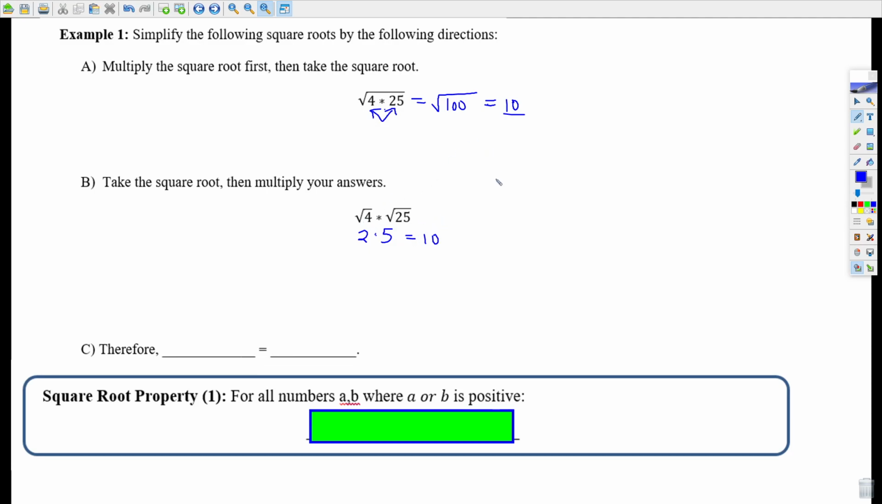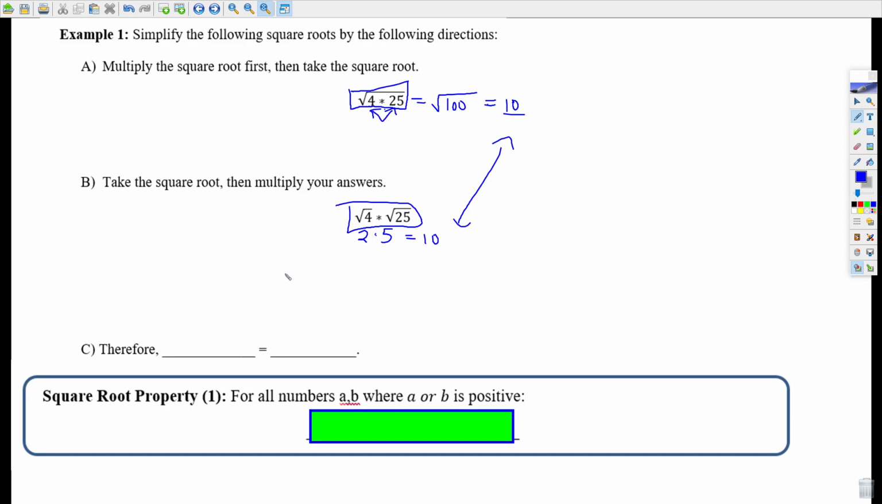So what can we conclude here? We know that we get the same answer regardless. We're using 4 and 25. So what's the conclusion? Therefore, what equals what? Now, I don't want to say 10 equals 10. No. We're not doing that. We want to look back at what we originally started with. If we have this square root of 4 times 25 inside the square root, and then if we have them separated with two square roots, we end up getting the same thing.